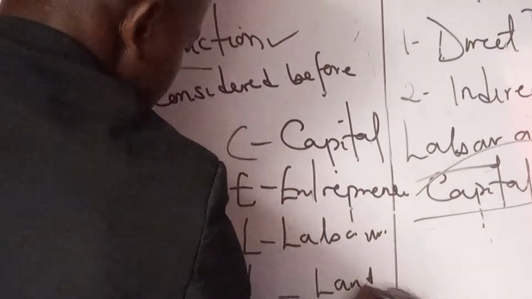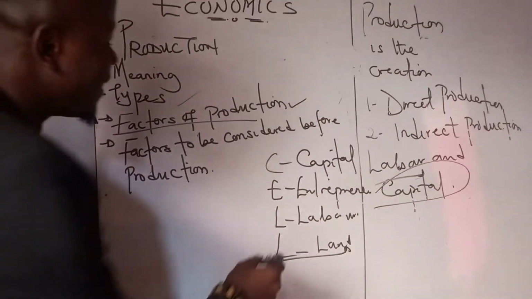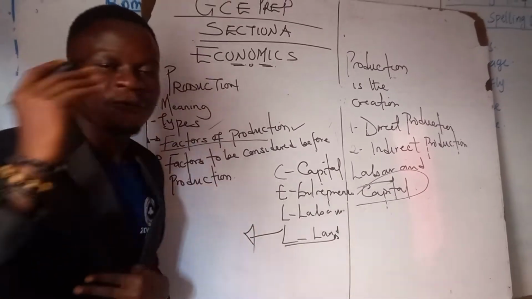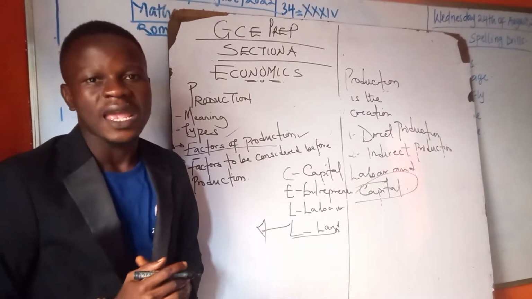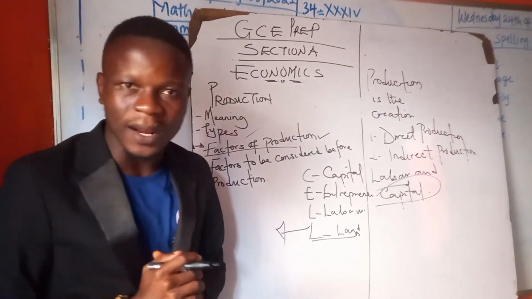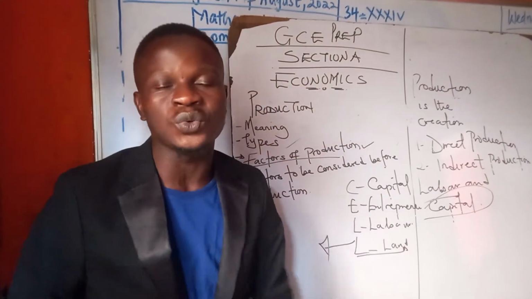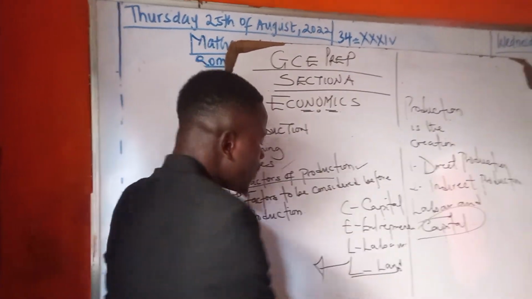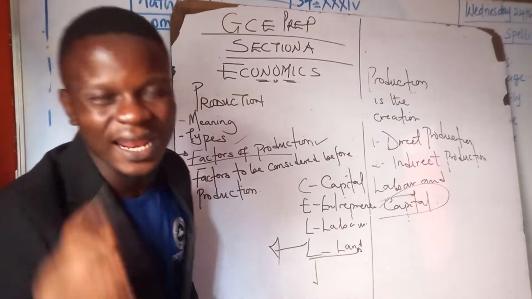Let me start with the last one, land. Land is a free gift of nature. It is also fixed in supply and subject to diminishing returns. Note that the reward for land is rent.